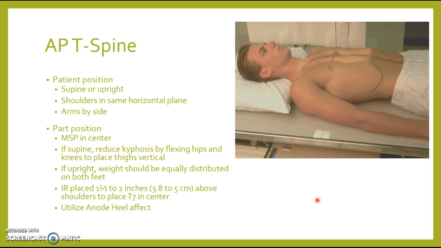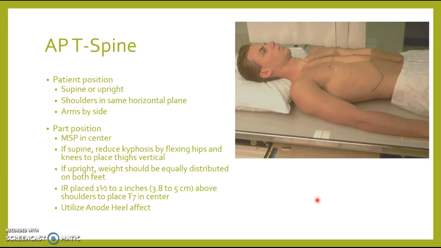For the AP thoracic spine, the patient can be supine or upright. Ensure that the shoulders are an equal distance from the image receptor. Arms are resting at their side. As the part position, the mid-sagittal plane will be centered to the image receptor. If the patient is supine, to reduce the kyphosis of the back, we can flex the hips and knees to place the thighs vertical. If upright, weight should be equally distributed on both feet.